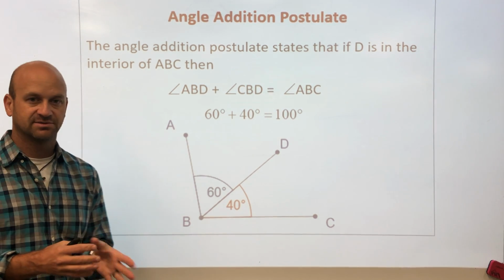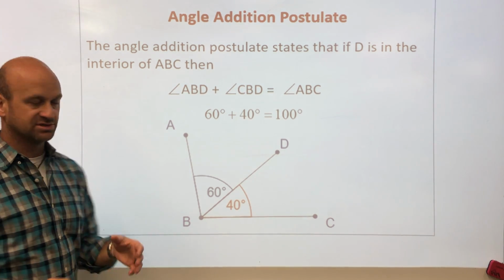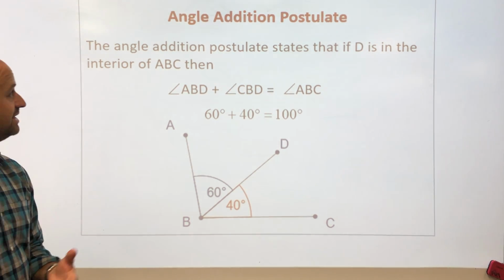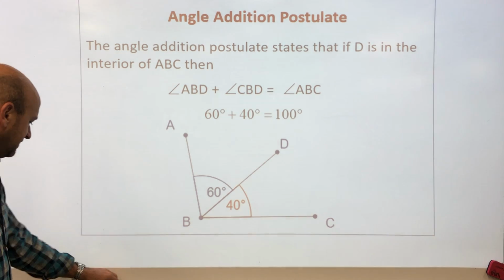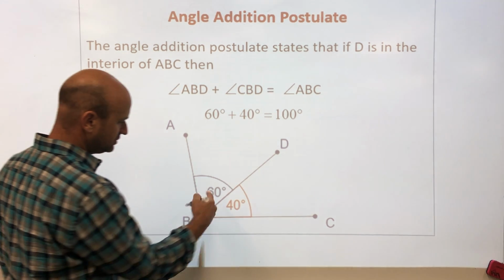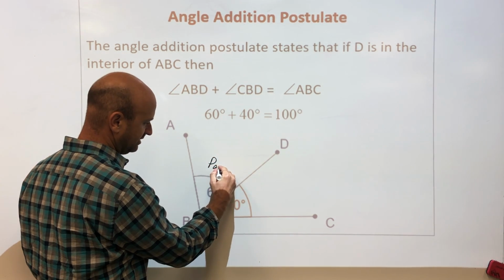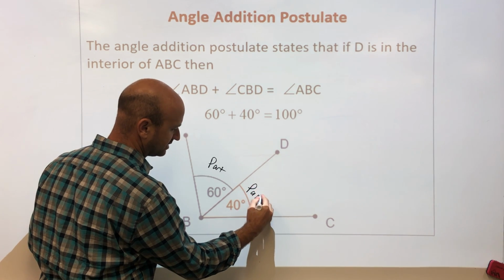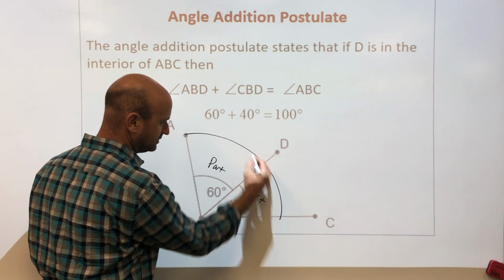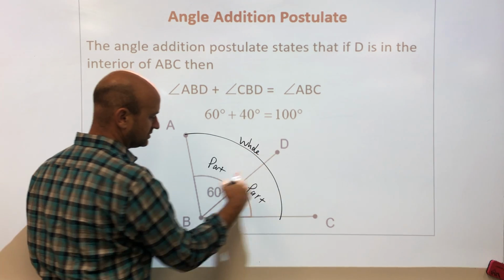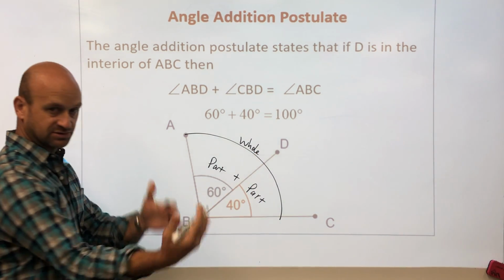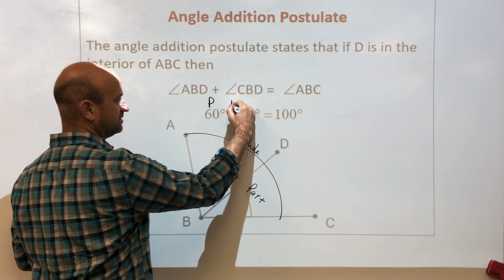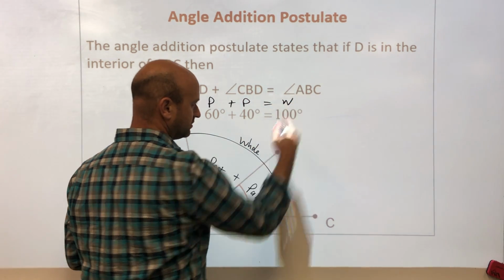In the past, we talked about maybe a segment addition postulate. In this case, we're talking about the angle addition postulate. And this comes down to this. We have two parts of this angle, or maybe even more, but in this example, we have two parts, and it equals the whole thing. So part plus part equals the whole thing. So this part plus this part equals the whole.